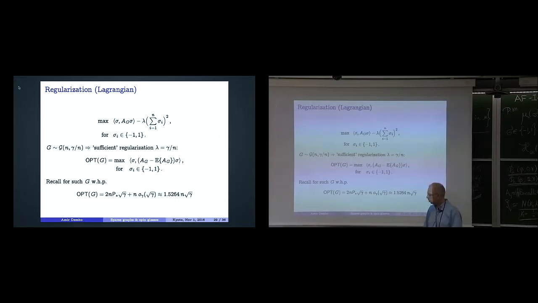Okay? What we know with high probability is that typically the graph would look like that. This is what we calculate: 2n p star square root gamma, and so on. So the leading term is this number, p star, which can be found by numerical simulation, and it's some number, 1.5264 times n square root of g. This is the solution of this, at least for most graphs and for large n.